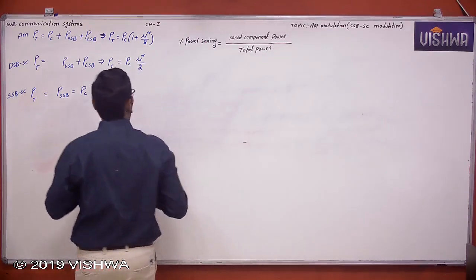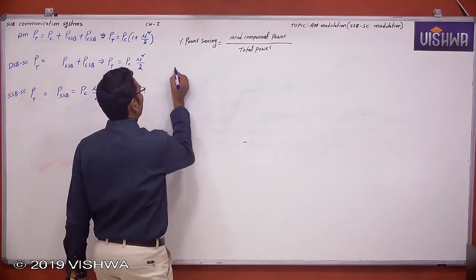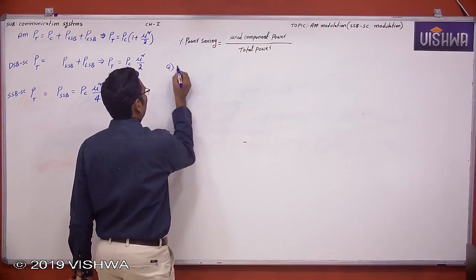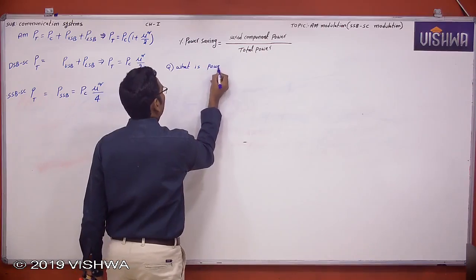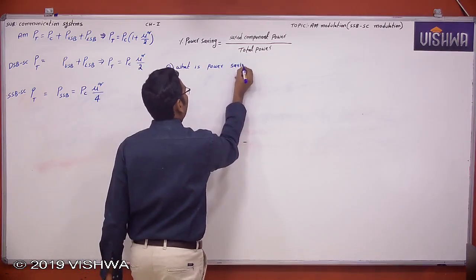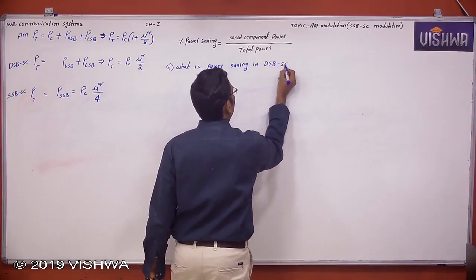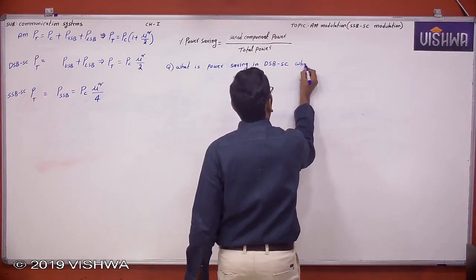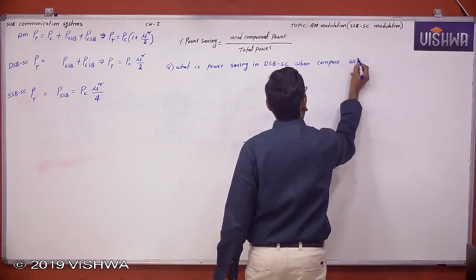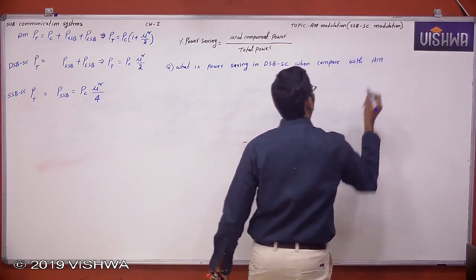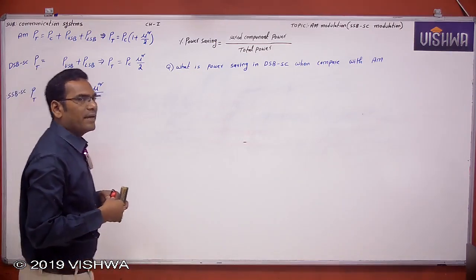Now we'll check one by one. I'll start with the question: what is the power saving in DSB-SC when compared with AM? Let us have one question like this. So, what is the power saving in DSB-SC when compared with AM?